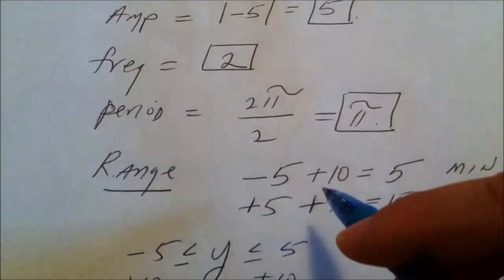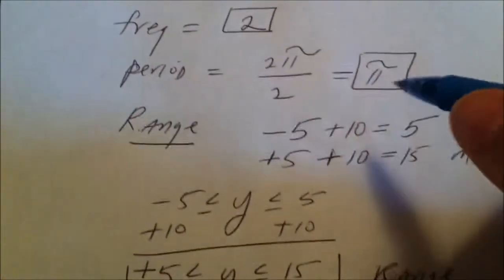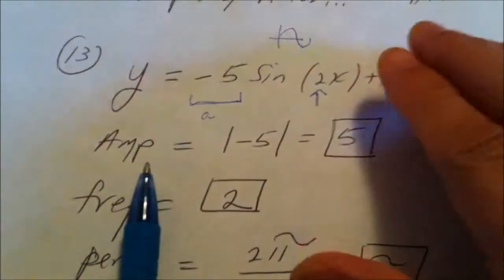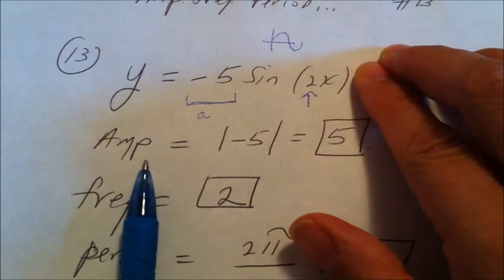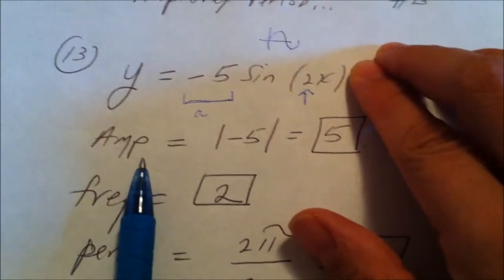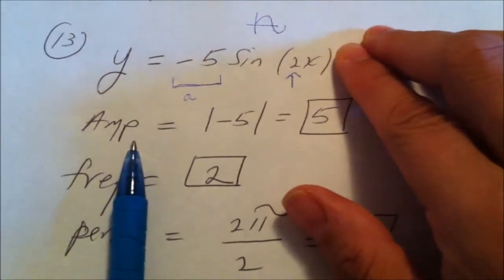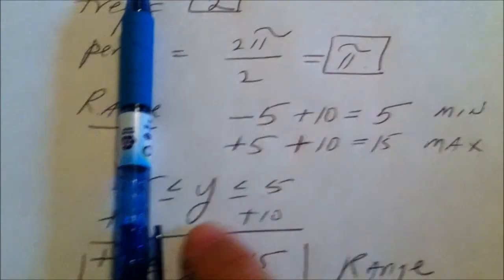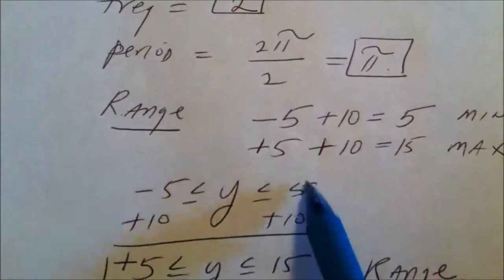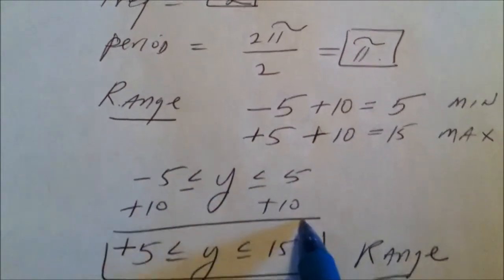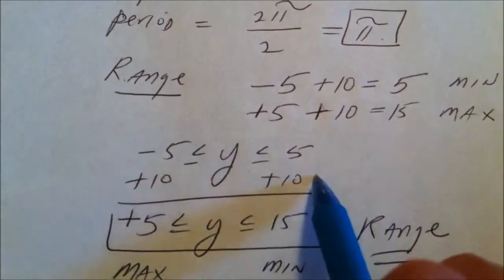Now the range is going to be everything in the vertical distance. Now, do you see this 5 here, whether it be 5 or -5? If I covered up that vertical shift of 10, the max would be 5 and the min would be -5. Do you agree? Yes, you do. So why don't we just write the range as it normally would be, which is -5 to 5, and then add that vertical shift to our min and max values.